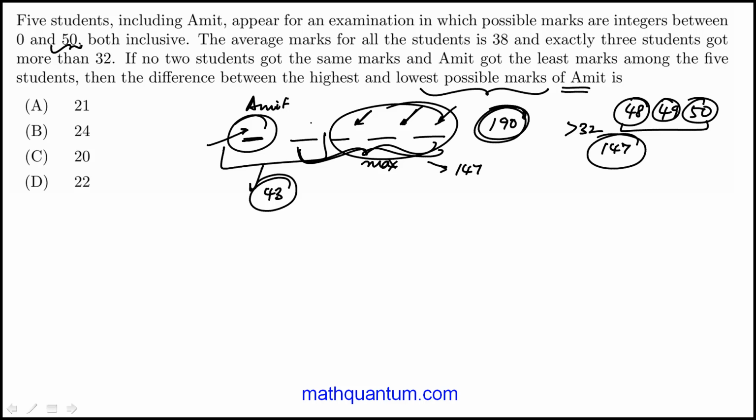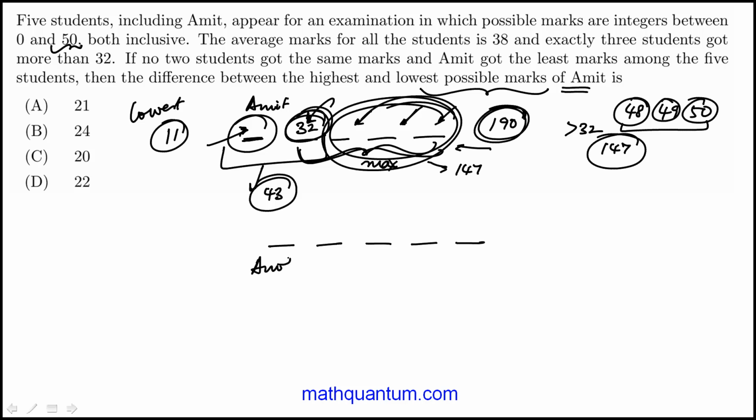Now again, I'm trying to reduce this. So this fourth one, the fourth highest here, I want to make it as great as possible. And it can't be more than 32, but it can be 32. That's the greatest I can make it, because I need to satisfy the condition that exactly three have to be more than 32. So if that's 32, then Amit's lowest possible score is 11. So that's the lowest. Now as far as greatest, again, Amit's is the least, and I want to bring it as close to 32 as possible.